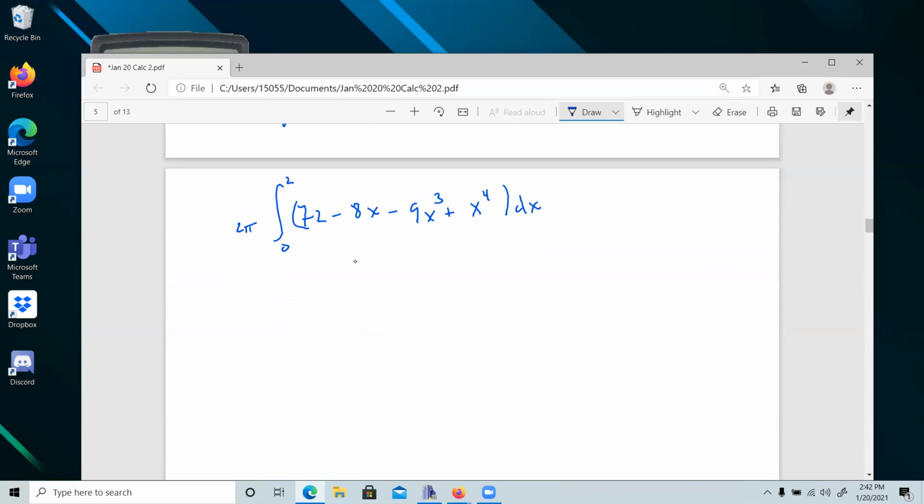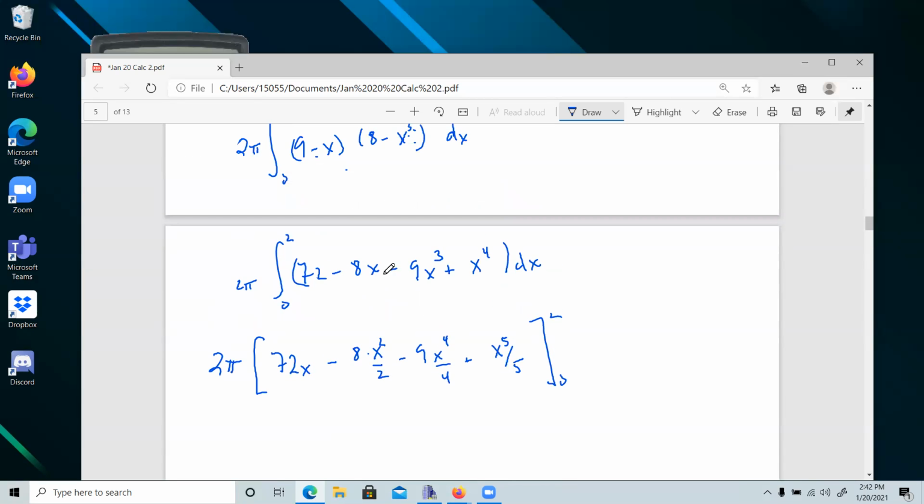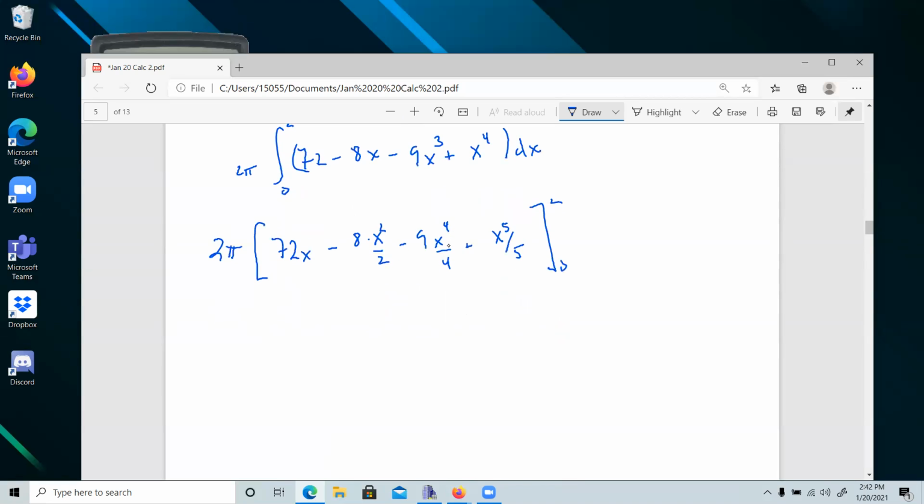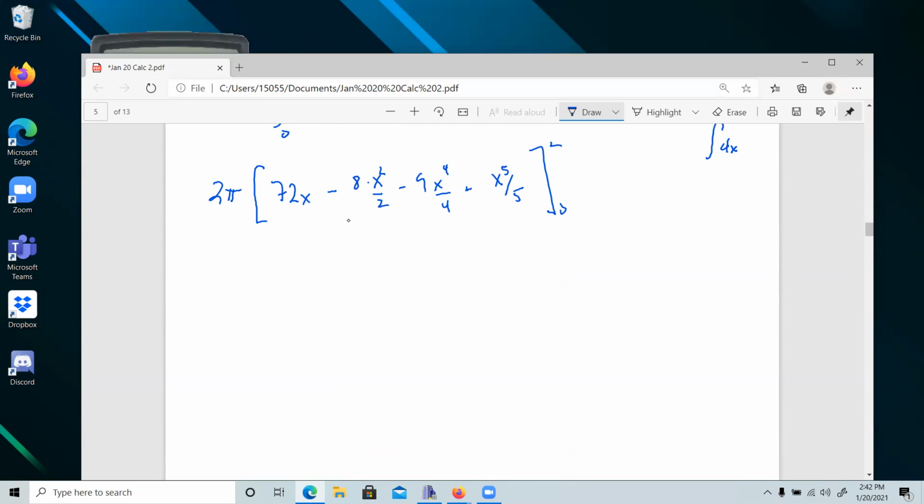Right? So now it's not so bad of a problem, right? We did all the hard part. The calculus now is nice and easy. Okay, so this is 2 pi, 72x minus 8 times x squared over 2 minus 9 x to the 4th over 4, plus x to the 5th over 5, evaluated from 0 to 2. All right? Physicists are notorious for this, by the way. Physicists, they work the geometry of a problem so hard that usually they just end up with that. That's all they want to integrate is dx.